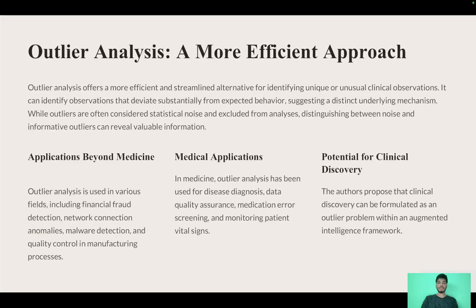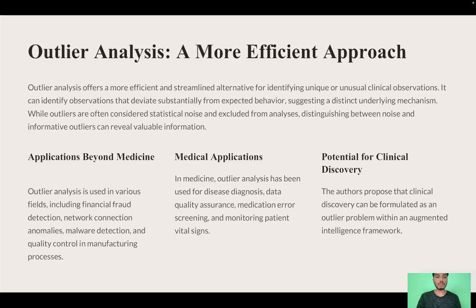Outlier analysis is a more efficient approach. As compared to the traditional approach, outlier analysis offers a more efficient and streamlined alternative for identifying unique or unusual clinical observations. It can identify observations that deviate substantially from expected behavior, suggesting a distinct underlying mechanism. While outliers are often considered statistical noise and excluded from analysis, distinguishing between noise and informative outliers can reveal valuable information.